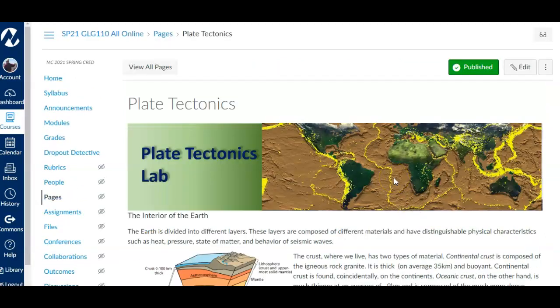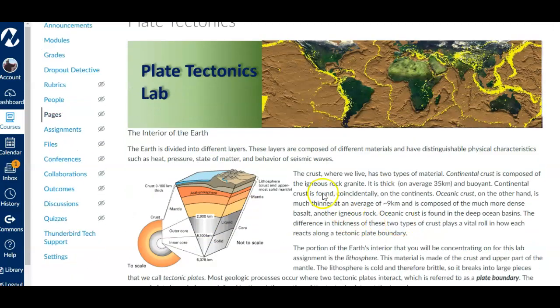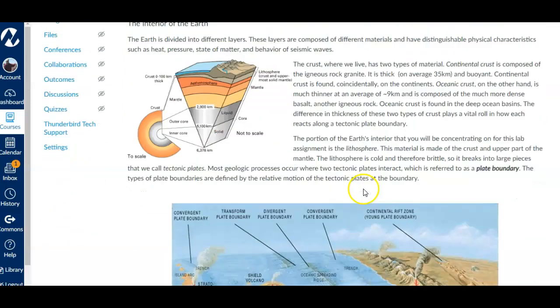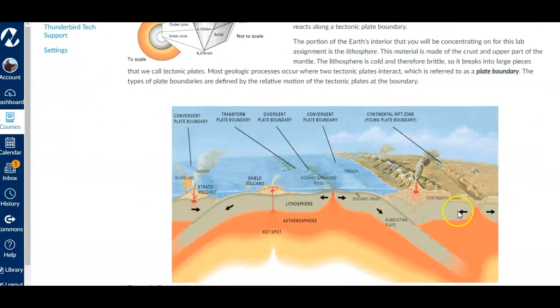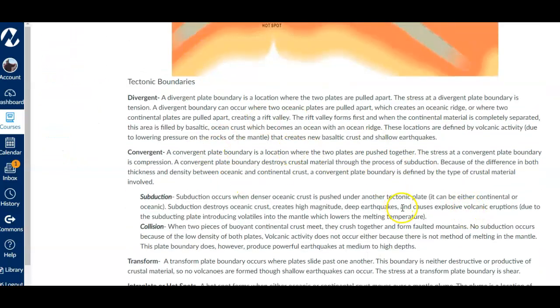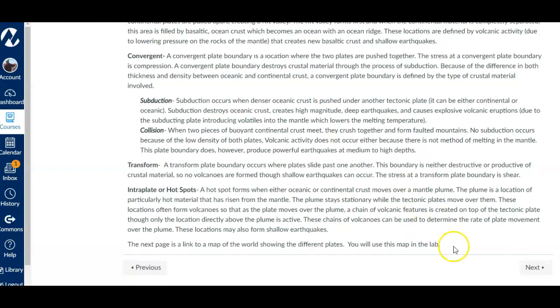So in your lecture portion, you're going to cover a lot of this information. And even in the previous lectures, we talked about the interior of the Earth, but it is all related. So a little reminder about some interior of the Earth stuff, and then of course some information and reminders about the different boundaries that you'll need to know in order to complete the lab.